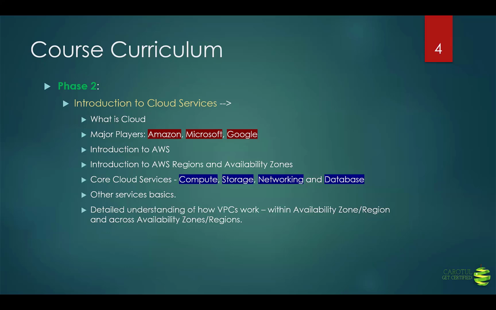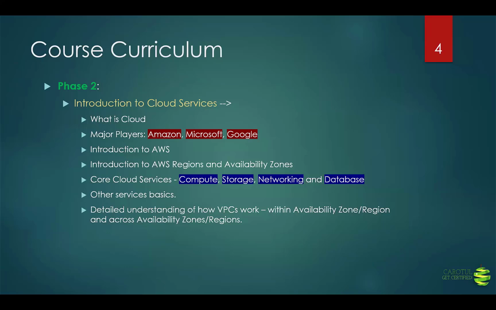Also, when we talk about networking, of course, we need to understand the virtual private cloud, VPC, right? So we have to have a detailed understanding of how VPCs work. How do they actually interact with the availability zones and regions, and how do they interact across multiple availability zones, or multiple regions, or even cross-account communication? Is it even possible? Or if it is, then what kind of equipment and what kind of implementation is involved?